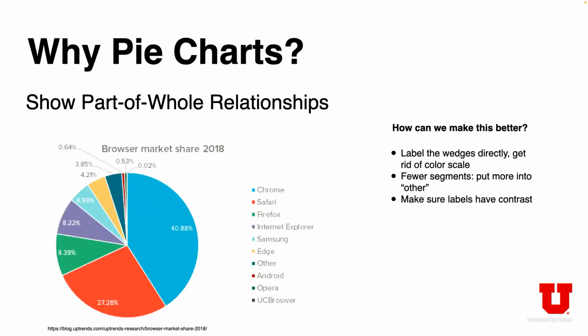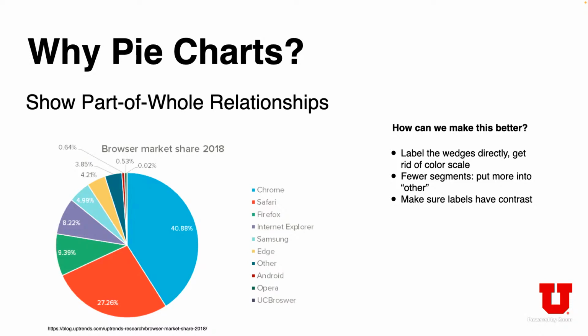So pie charts deserve their own section of this class. There are many opinions on pie charts. So pie charts are not universally bad at all. They are very good at showing part-of-whole relationships. So you can look at this chart and get a lot out of it. You can immediately see that Chrome is the largest browser in 2018. Chrome and Safari are 2 of the largest browsers in 2018.